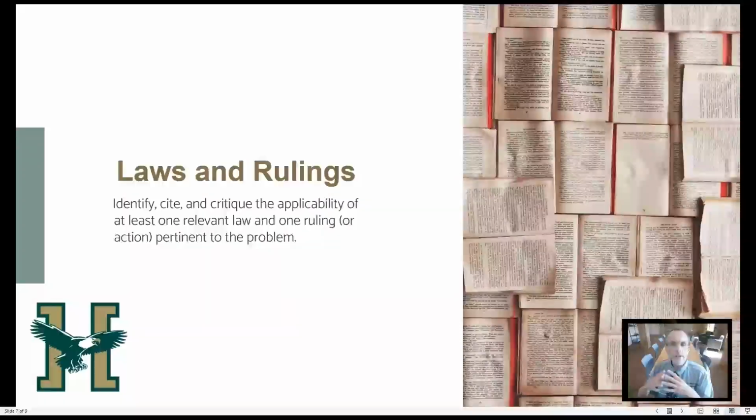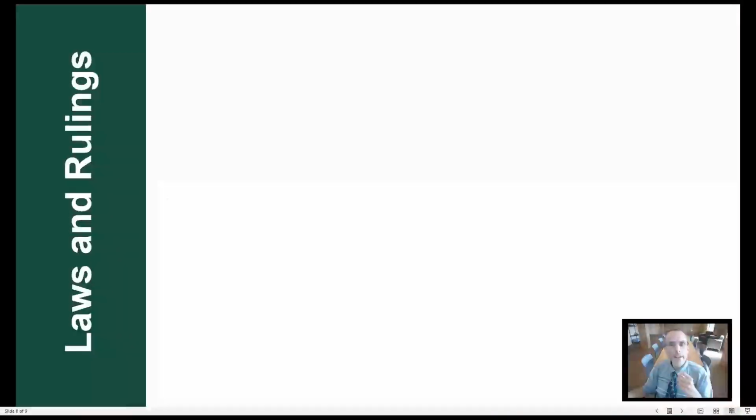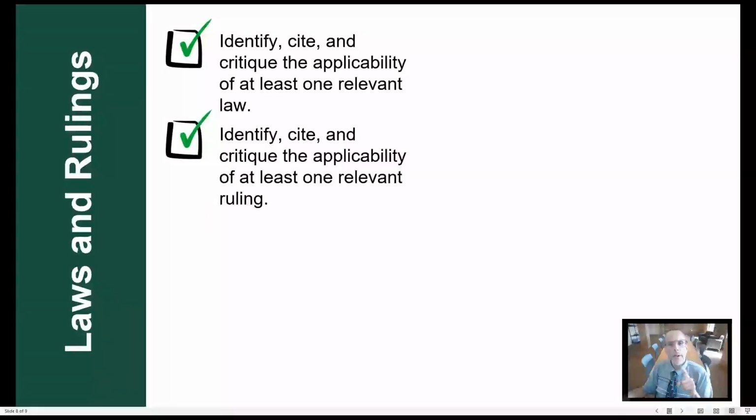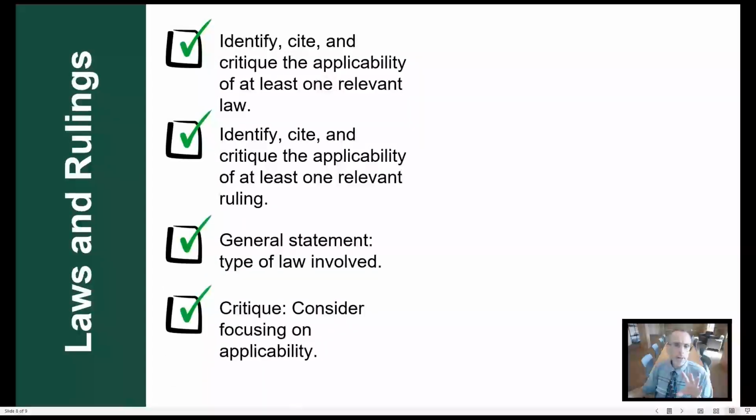For the law and ruling section of your post, you're going to have to identify one law and one ruling and discuss how they are relevant to the problem that you want to dig into. Also, you'll need to cite and reference the law and the ruling as well. Once again, the checklist for this part isn't too surprising. You need to identify one law and one ruling and make sure they're relevant to the problem that you want to dig into. Also, you may want to have a statement ready for what kind of law you're digging into.